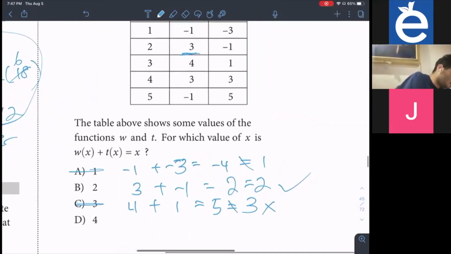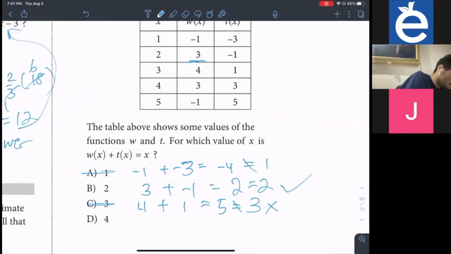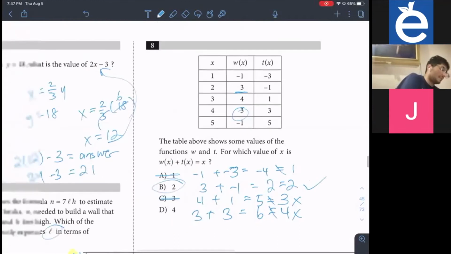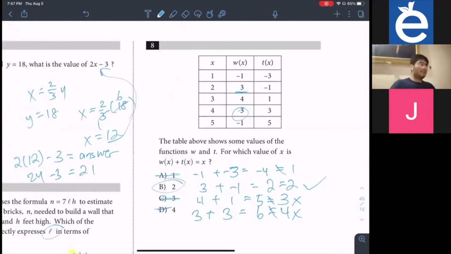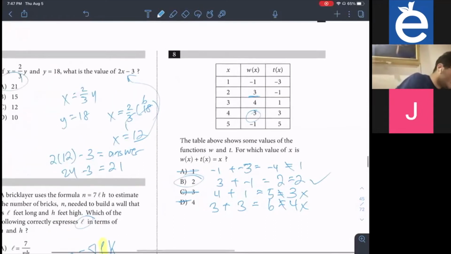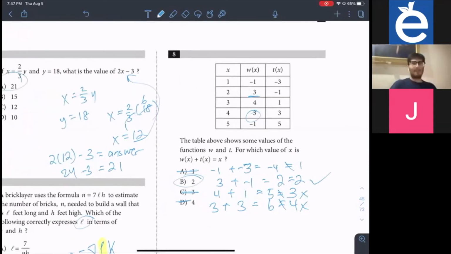Now let's try 4. W of 4 is 3, and t of 4 is 3 again. So 3 plus 3 is 6, which is not equal to the original 4. So we know our answer is B, because that is the only one that satisfies the equation they gave in the question. So for this type of question, sometimes you just have to plug in each answer choice and see which one works to make sure that's the right answer.